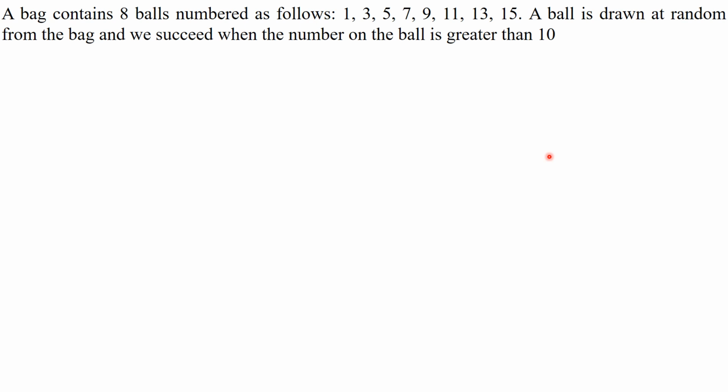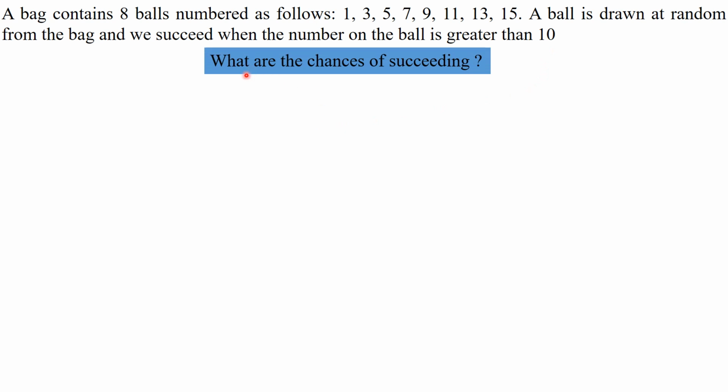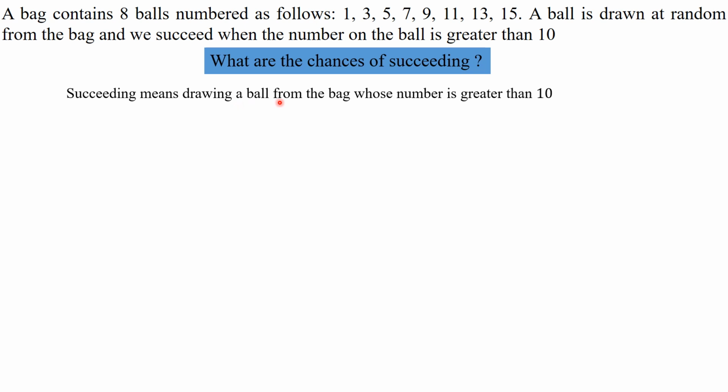Alright, the next part of problem 2. A bag contains 8 balls numbered as follows: 1, 2, 3, 5, 7, 9, 11, 13, and 15. A ball is drawn at random from the bag and we succeed when the number on the ball is greater than 10. What are the chances of succeeding? So succeeding means that we draw a ball from the bag whose number is greater than 10. So for us to succeed, the number should be greater than 10.